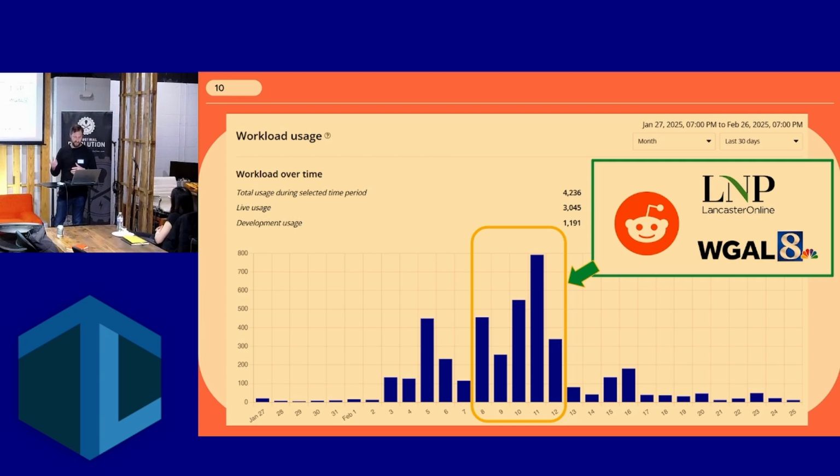And then Lancaster Online picked it up and WGAL, and there was definitely a spike, which you can see here, but then it went back down. So again, it comes down to other challenges: how do I make this sticky for people? How do I make it a must-use app, if that's what I want to do?